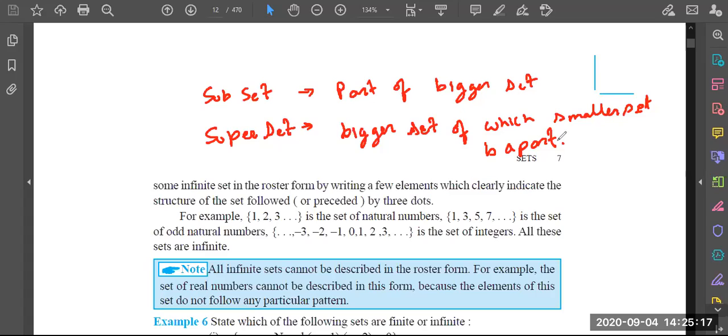Your answer should be, sir, it is a wrong question, because when you talk about subset or superset, you always have to define two sets, because it is a comparison. This is a comparative relation. I should have two sets, A and B. Now, if A is integer and B is natural number, then which is superset, which is subset?